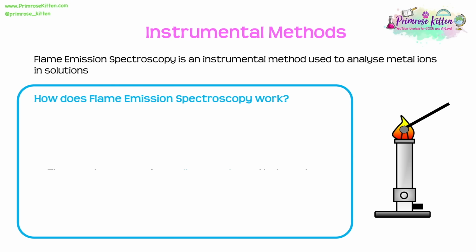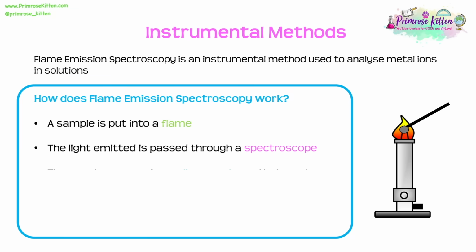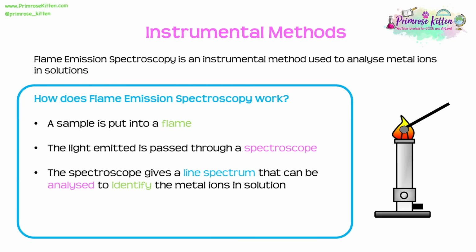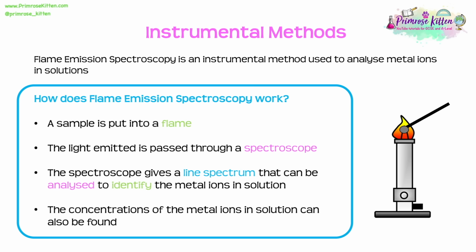So to start off, a sample is put into a flame. The light given off by this flame is passed through a spectroscope. And this spectroscope gives a line spectrum that can be analysed to identify the metal ions in the solution. Now we can also use this data to work out the concentrations of the metal ions in solution too. So we get extra information here in addition to that identification.